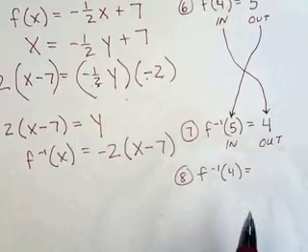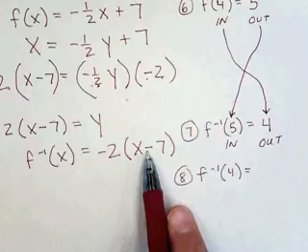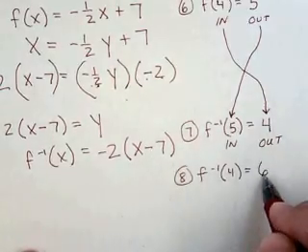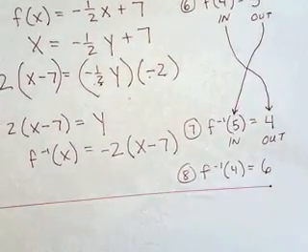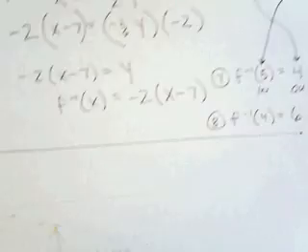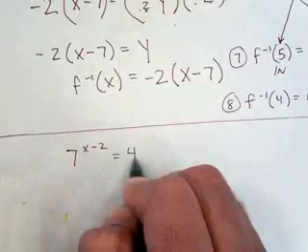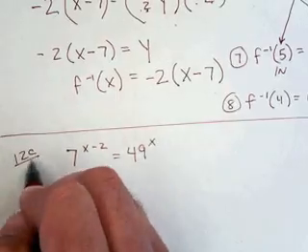Plug in 5 in your head. 5 minus 7 is negative 2. Negative 2 times negative 2 is 4. Finally, in number 8, they want you to find f inverse of 4. We're going to plug 4 into the inverse. 4 minus 7 is negative 3. Negative 3 times negative 2 is 6. So there are your answers for 6, 7, and 8.